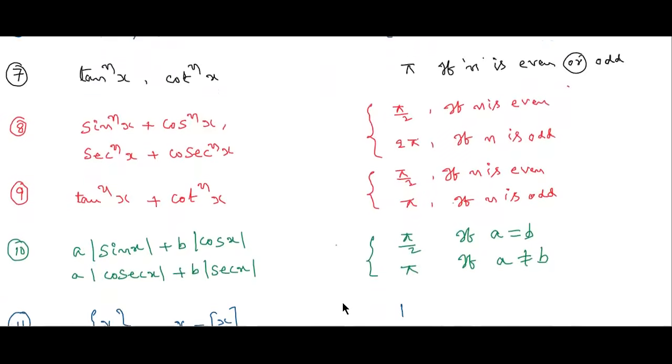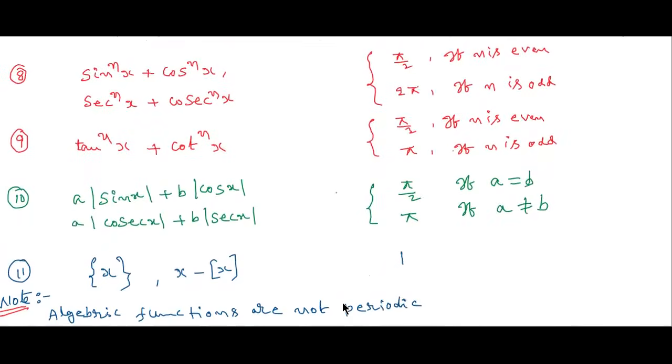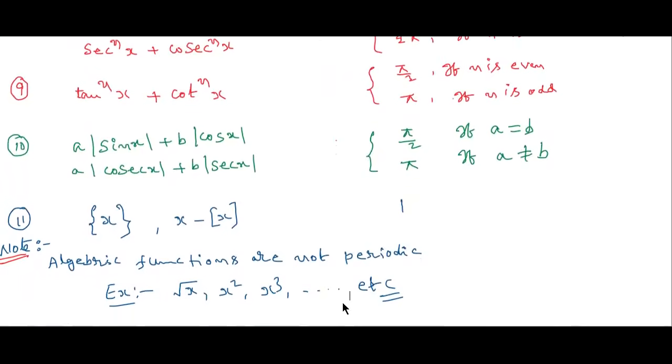Next, 10th one. A into modulus sin x plus b into modulus cos x, or a modulus cosecant x plus b mod secant x. What is the period? If a is equal to b, period is pi by 2. If a not equal to b, period is pi.